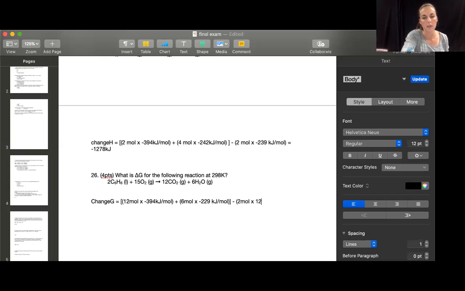And that's going to be 125 kilojoules per mole. Okay, and then again, O2 is just 0 because it's an elemental form. So in your calculator, don't forget negative signs in parentheses. And I got negative 6,352, and that would be kilojoules.